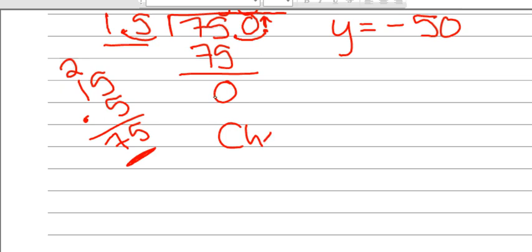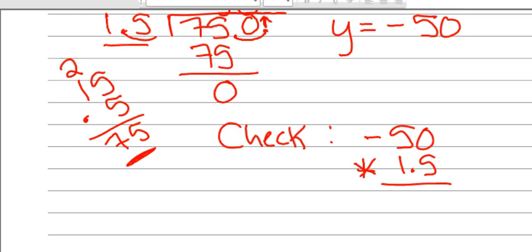And if you want to do a check, you can go ahead and multiply -50 times 1.5 and see if you get -75. And I'm going to just check that on my calculator. And it is right. It does work.